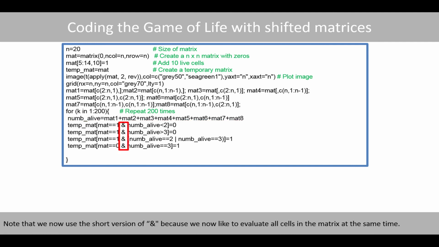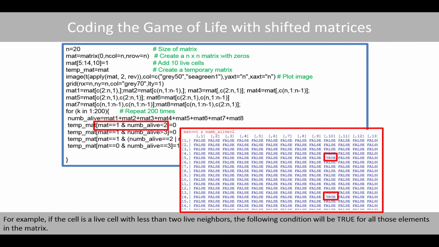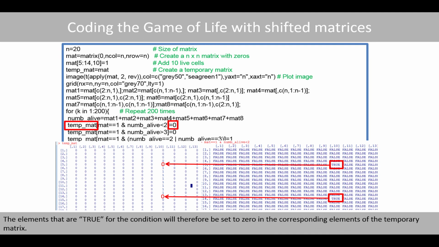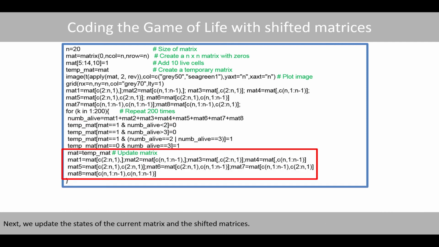Note that we now use the short version of AND, because we now like to evaluate all cells in the matrix at the same time. For example, if the cell is a live cell with less than 2 live neighbors, the following condition will be true for all those elements in the matrix. The elements that are true for the condition will therefore be set to 0 in the corresponding elements of the temporary matrix. Next, we update the states of the current matrix and the shifted matrices.